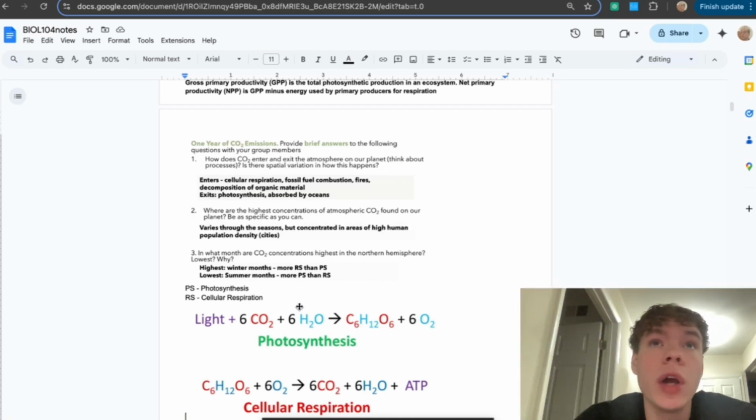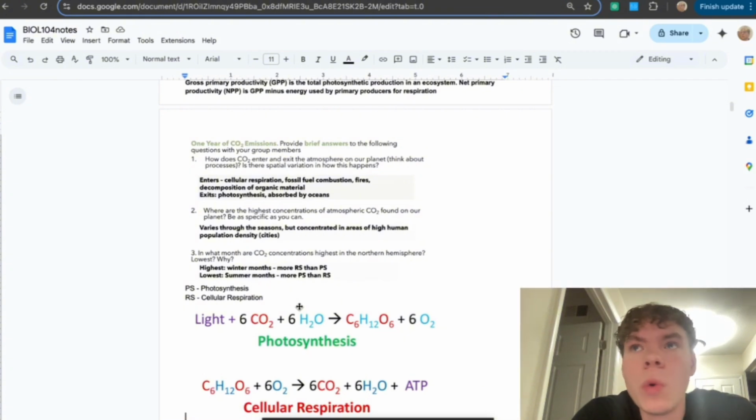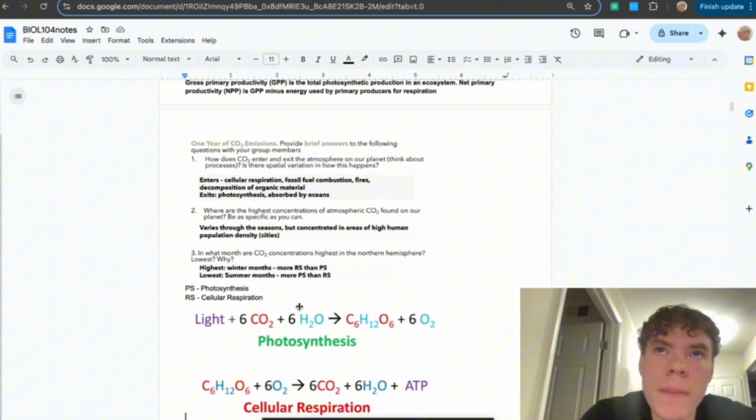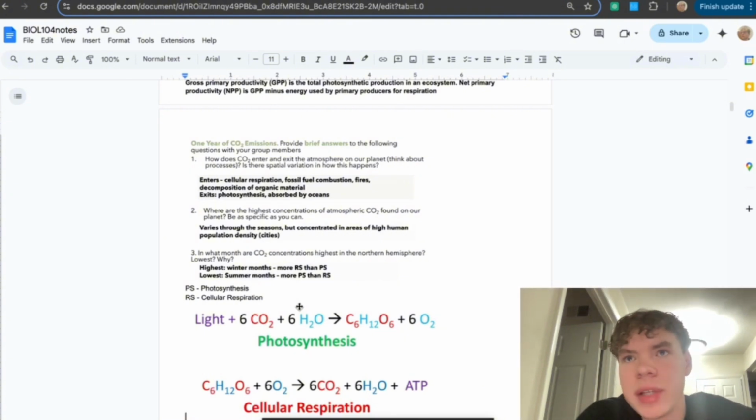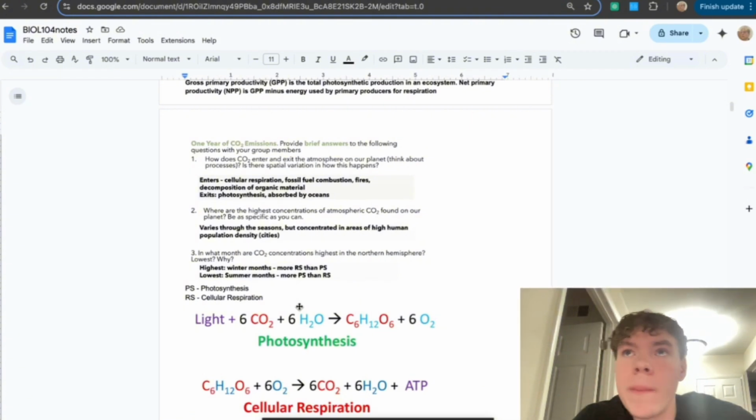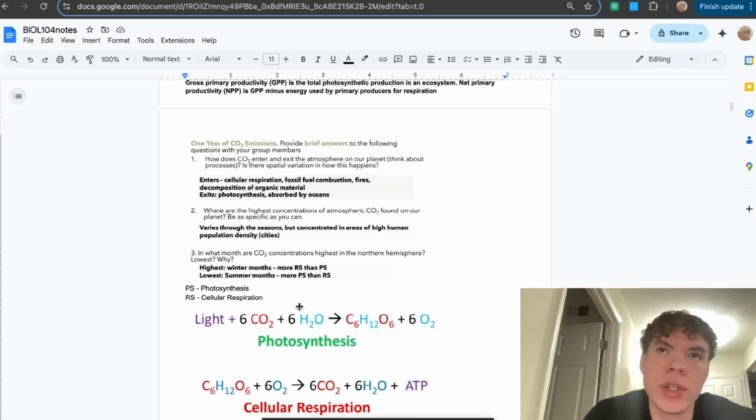So if we were trying to look at which months have the highest CO2 concentration, we would want to look at during what months plants are doing the most cellular respiration, right? So during the summer months, a lot of plants are doing photosynthesis, right? Like they're getting their leaves, everything's green. But in the winter, there's a lot more cellular respiration.